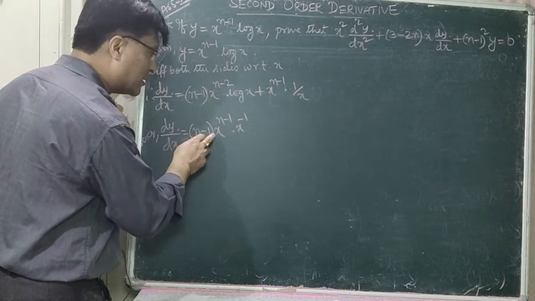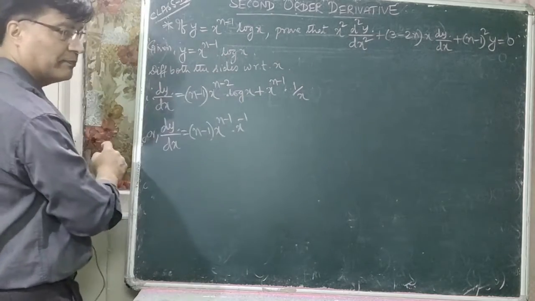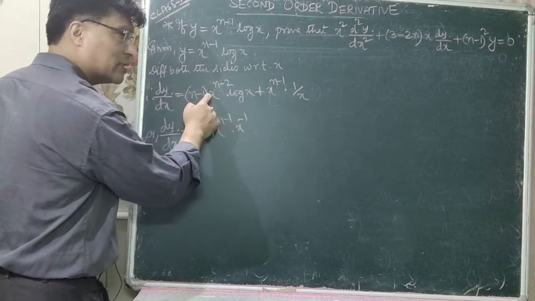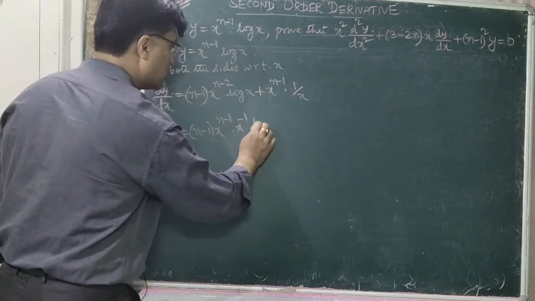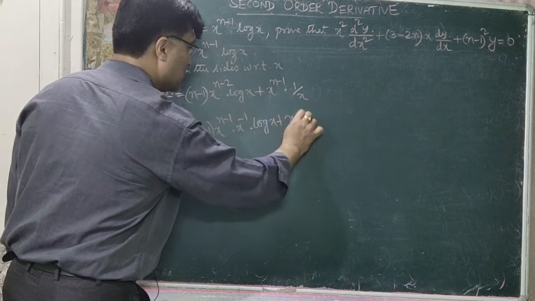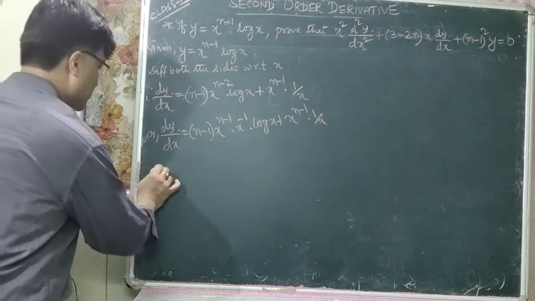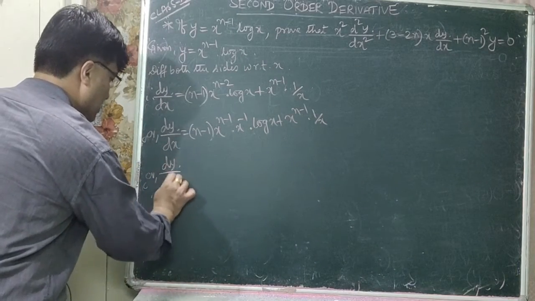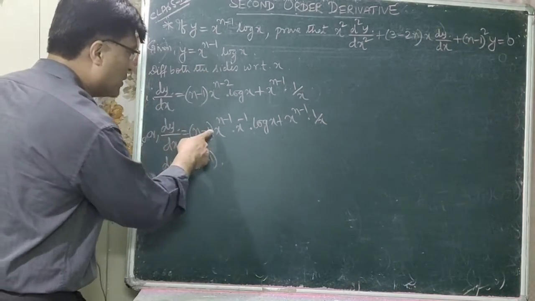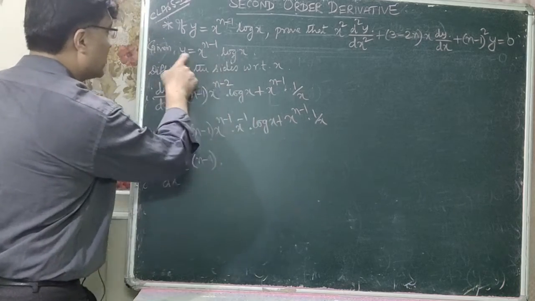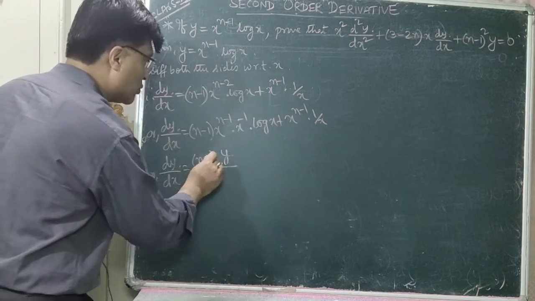So why are we writing x to the power n minus 1? Because instead of x to the power n minus 1 log x, you may write y here. So that means we are breaking this term x to the power n minus 2 as x to the power n minus 1 into x to the power minus 1 into log x. Plus this is your x to the power n minus 1 into 1 by x. Is that understood now? So now dy by dx is equal to n minus 1 into, now instead of x to the power n minus 1 into log x, what can you write? y. Now x to the power minus 1, take it to the denominator, so it becomes x.